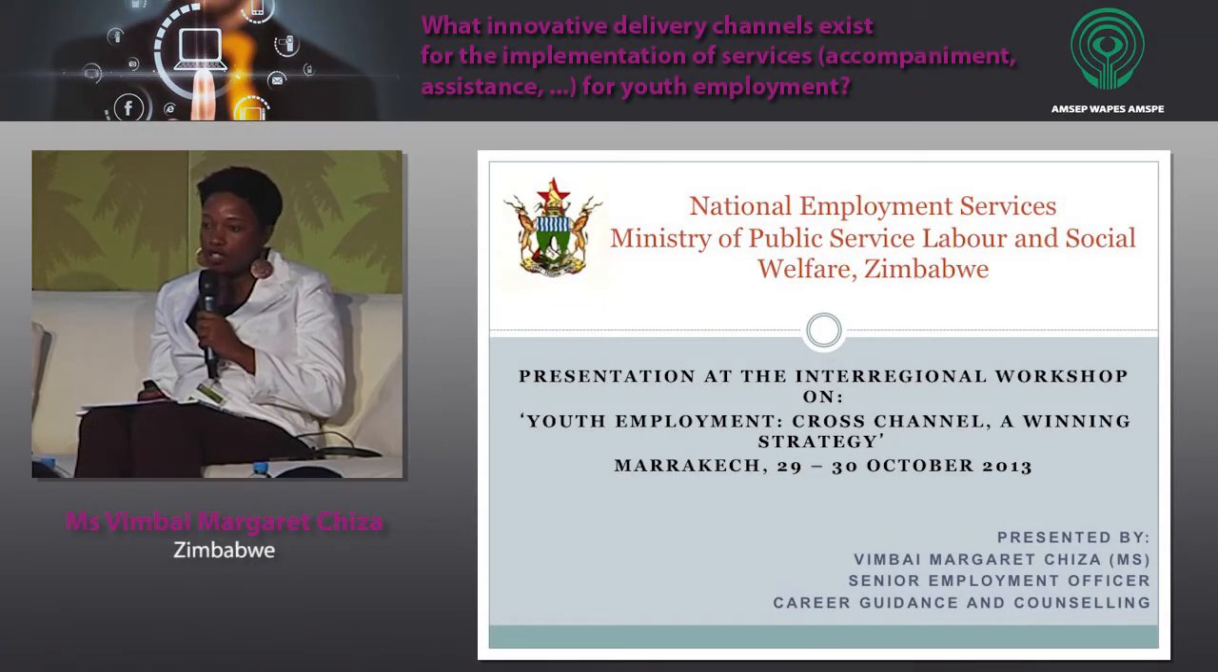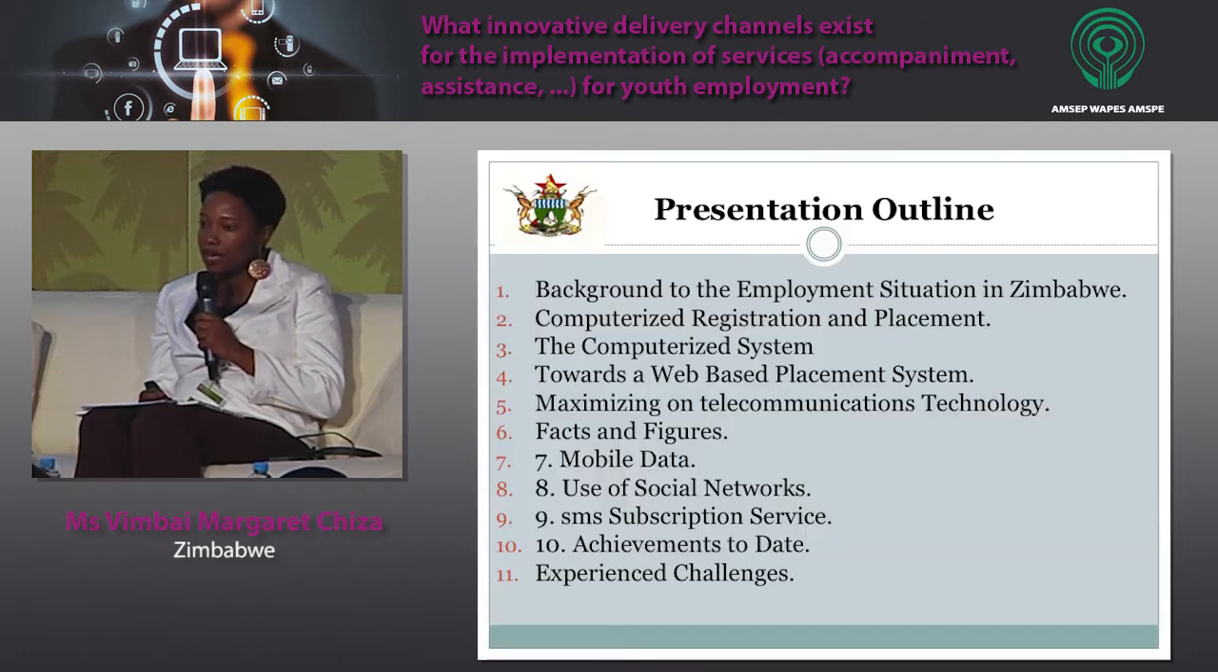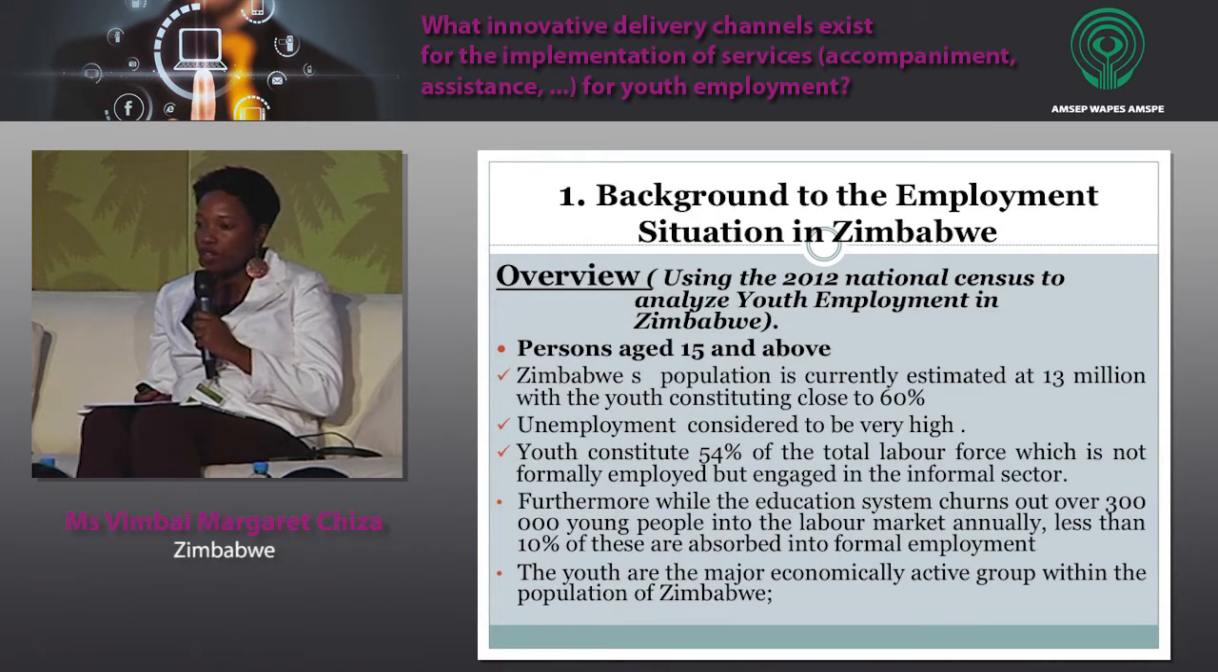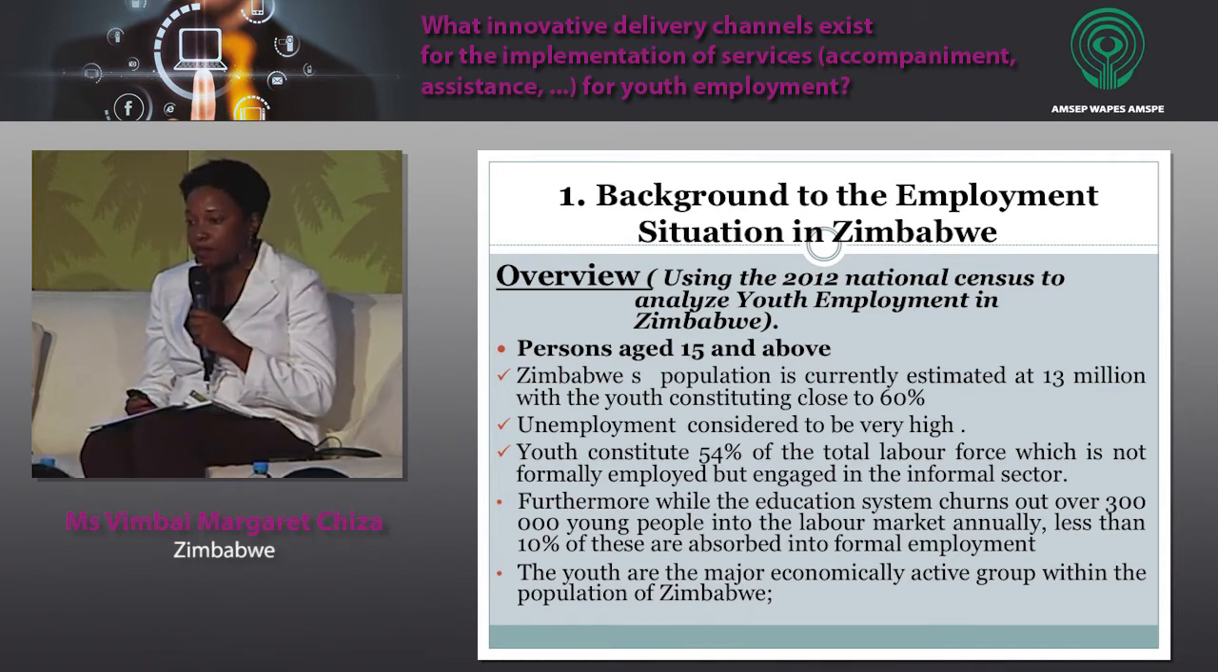I'll first of all start with the background to the employment situation in Zimbabwe. Using the 2012 National Census to analyze youth employment in Zimbabwe, currently the population is estimated at 13 million, with the youth constituting close to 60%. Therefore, unemployment is considered to be very high, especially amongst the youth, who constitute 54% of the labor force, and these are mostly engaged in the informal sector.